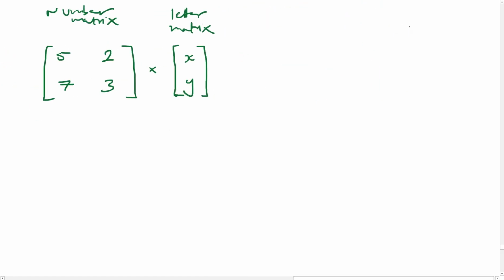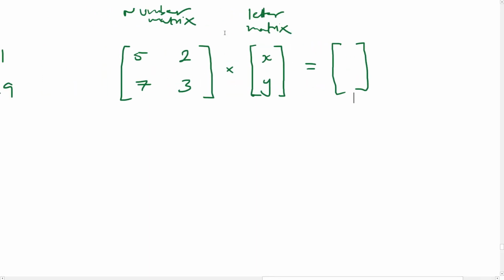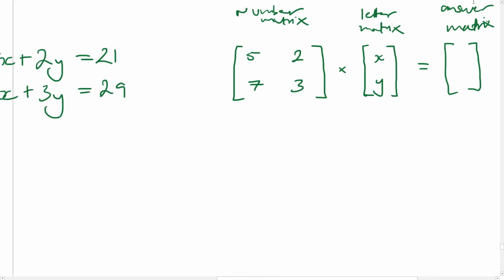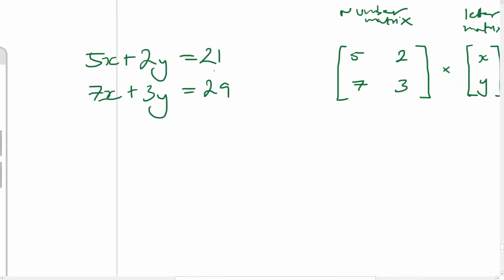Okay, and then the next part is what's the answer matrix? So equals, what was the answer? Well, again, you're just breaking this up into 3 matrices. The letter matrix, a number matrix, letter matrix, and this is the answer matrix. This is how I sort of explain it to my kids. But the answer matrix here, just those 2 numbers, 21 and 29.